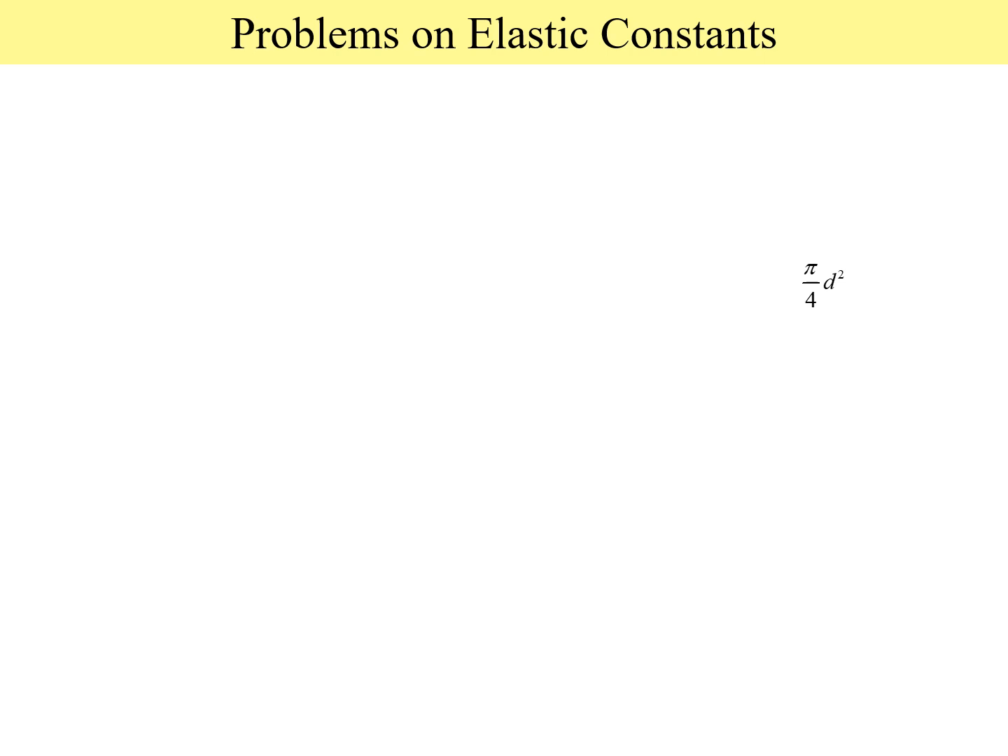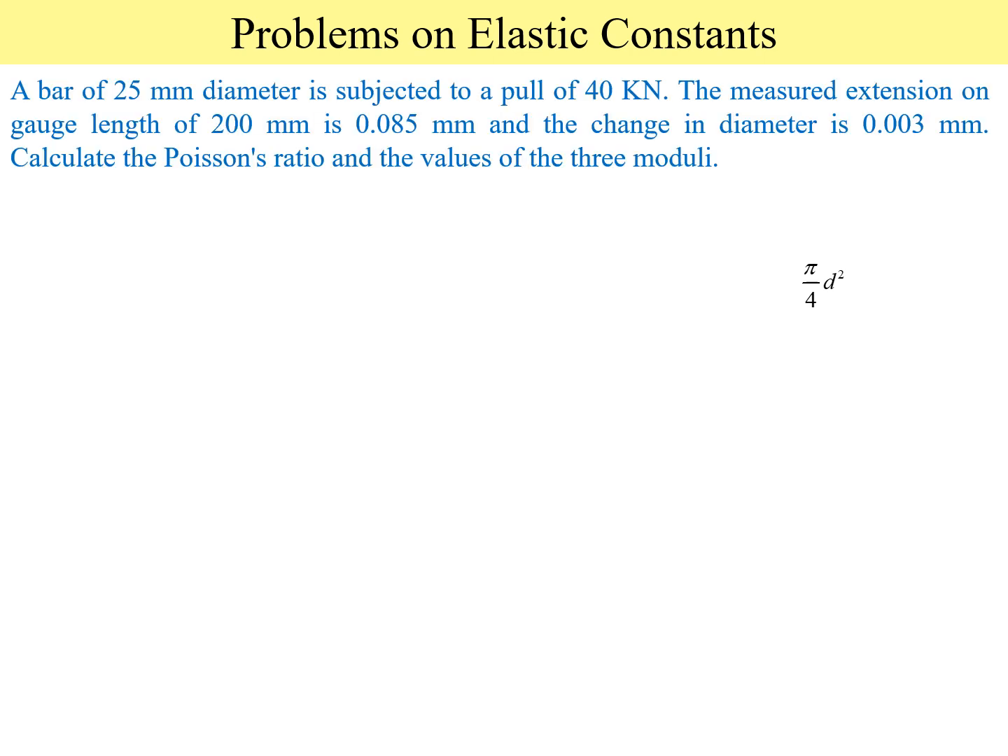Hello everyone. In this video, we are going to discuss an example problem on elastic constants. Let's see the problem. A bar of 25 mm diameter is subjected to a pull of 40 kilonewtons. The measured extension on a gauge length of 200 mm is 0.085 mm and the change in diameter is 0.003 mm. Calculate the Poisson ratio and the values of the three moduli. So let's see the solution.